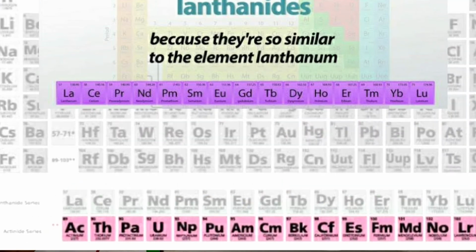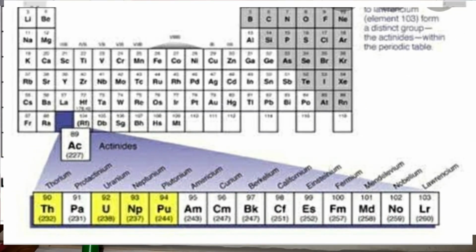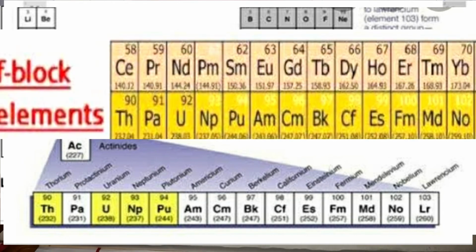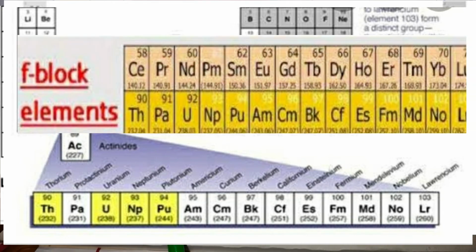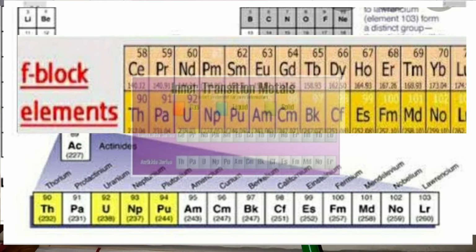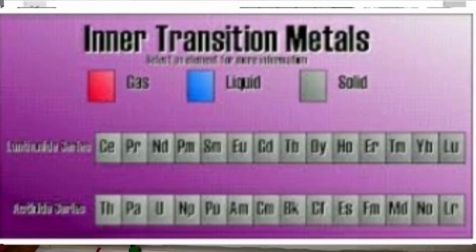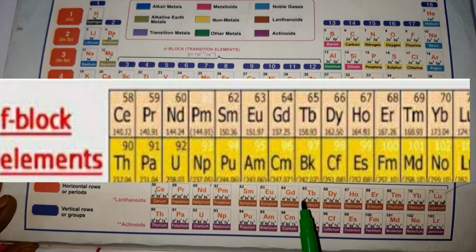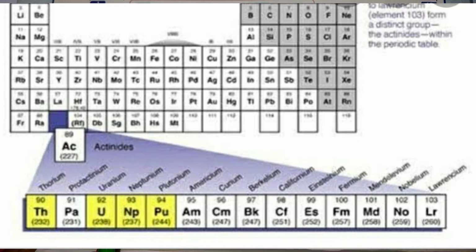The next is actinides, children. The elements which come after actinium, that is 89. After the atomic number 89, the elements from 89 to 103 are called actinides, and these are F block elements, children. Even lanthanides are also F block elements, and these are called inner transitional elements, and actinides are also called F block elements. The elements which come after actinium are called actinides.